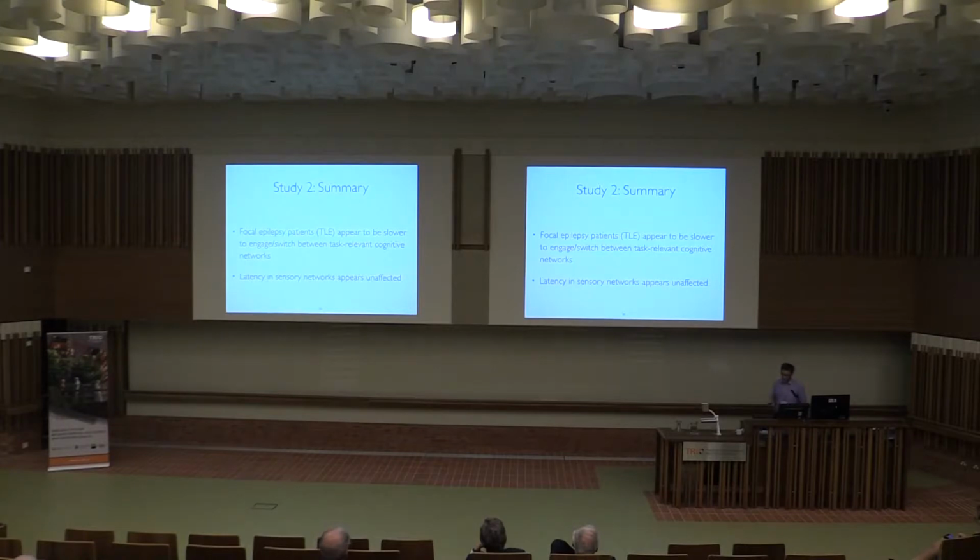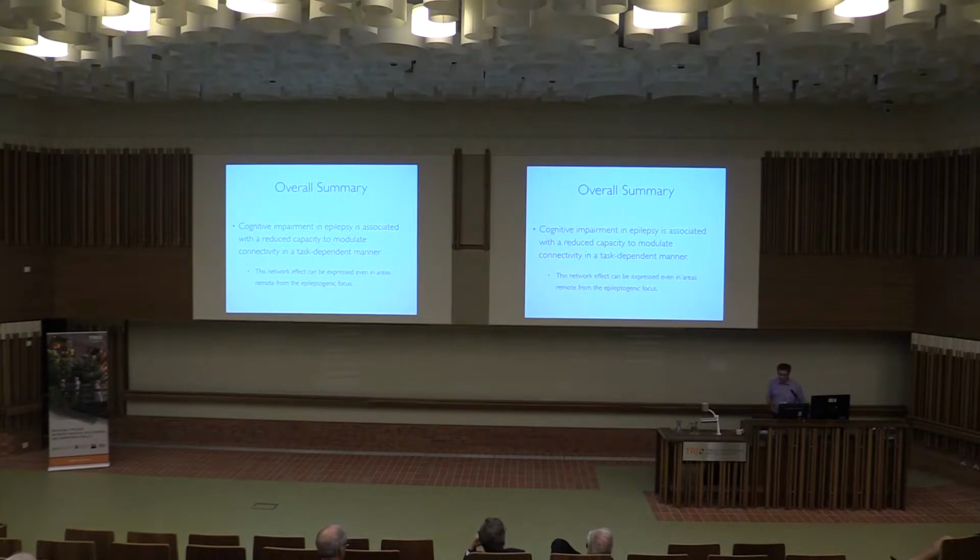So in conclusion, our data show that focal epilepsy patients appear to be slower to engage cognitive networks or to switch between task-driven cognitive networks during task execution. And this appears to be a cognitive network-specific phenomenon. So we don't see this in the sensory ROI. So information is arriving at the brain at the same time. It's just taking longer to initiate a switch.